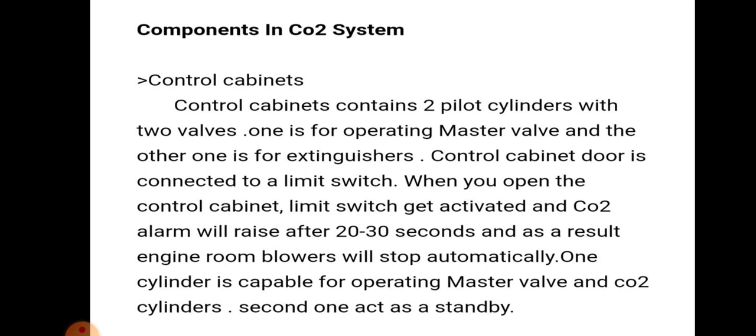The control cabinet contains two pilot cylinders with two valves. One is for operating the master valve and the other is for the extinguisher. The control cabinet has a door connected to a limit switch. When you open the control cabinet, the limit switch gets activated and the CO2 alarm will rise after 20 to 30 seconds, and as a result the engine room blower will stop automatically. One cylinder is capable of operating the master valve and CO2 cylinder, and the second one will act as standby.